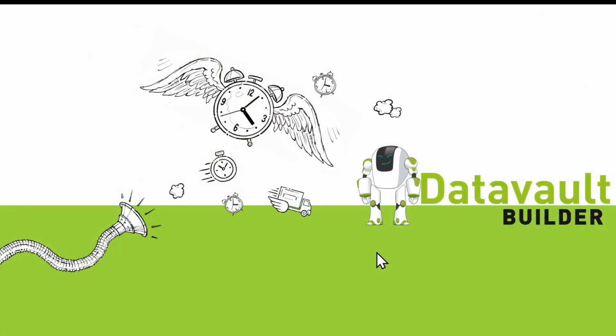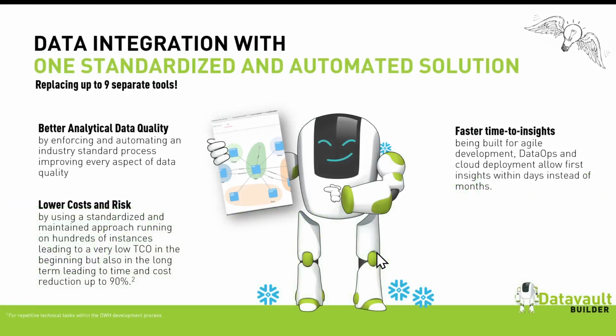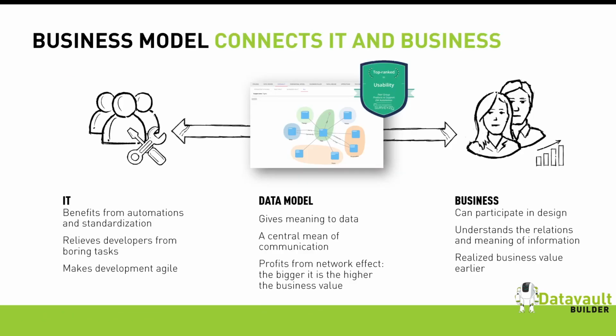So in the first part, let's explain what the Datavault Builder is about. The Datavault Builder is a data warehouse automation tool, and it replaces many other tools like a data modeling tool, ETL tool, a tool to write documentation, scheduler, deployment tools, data profiler. And it works basically by having a business model that we use to start creating our data warehouse. We talk to the business user, we talk to our IT guys, and together we can create a data model that works for everyone.